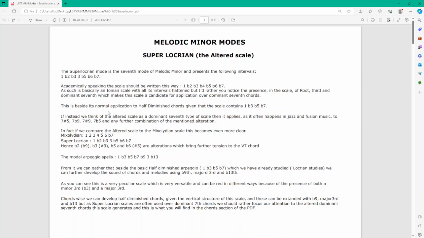If instead we think of the altered scale as a dominant 7 type of scale, then it applies, as it often happens in jazz and fusion music, to dominant 7 sharp 5, we're talking chords now, 7 flat 9, 7 sharp 9, 7 flat 5, and any other further combination of the mentioned alterations.